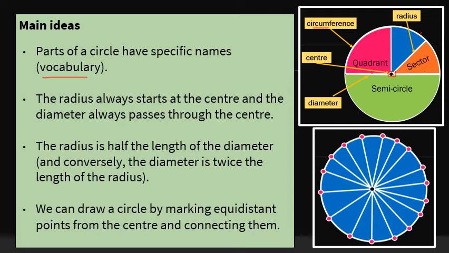And lastly, we can draw a circle by making equidistant points. That means that they're equal distance from the center, and then just connecting them around here to make the circumference. Now that's essentially what a compass does. It makes sure that the pencil on the outside is always kept at the same distance as the point in the middle as you turn the pencil around. That's basically uses the same principle.